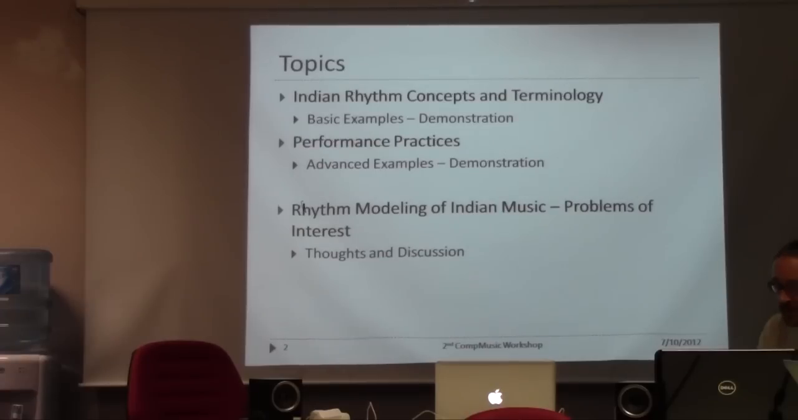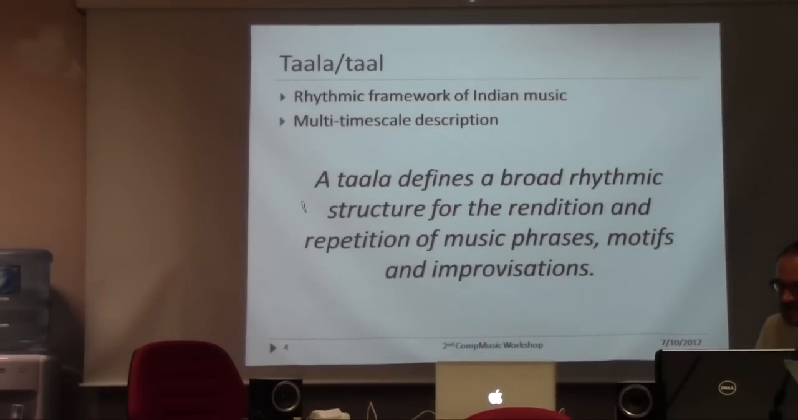Okay, can we move on? Yeah, that's right. The way we can define a tala is a very broad rhythmic structure, not very specific to rendering and repeating music phrases, motifs, or improvisations. It is at a very high level that we have a tala, and anything which happens is at a level lower, which takes us to the tala being defined at multiple time scales, in the perception of rhythm. We have a very high level basic rhythm for the entire piece, and then you go one level lower and say, okay, these are the patterns which I'll be playing at a shorter interval. Then you go one level lower, so you have multiple levels at which you can define rhythm, and I'll show you different levels here.